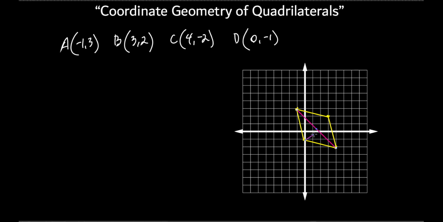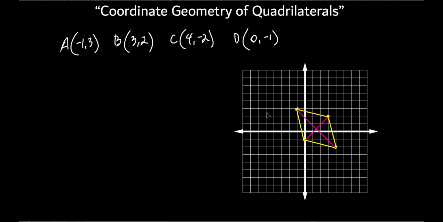And if it's a parallelogram, what would be true about the diagonals? You already said it. Say it again. They would bisect each other. Okay, so we could do that, right? We could try to find that point right there and find the midpoint of there.